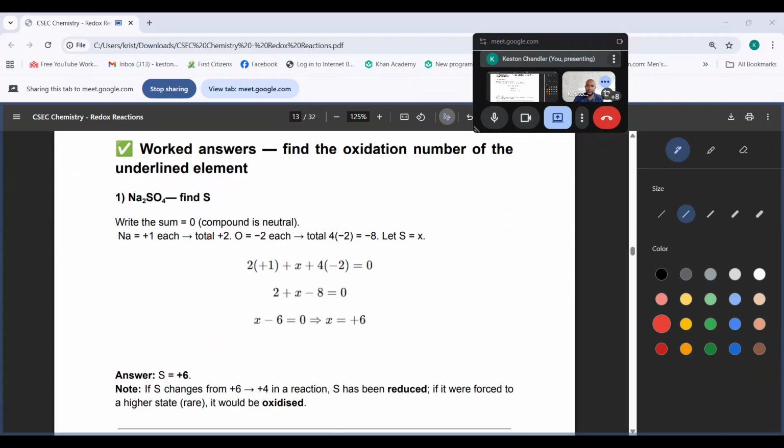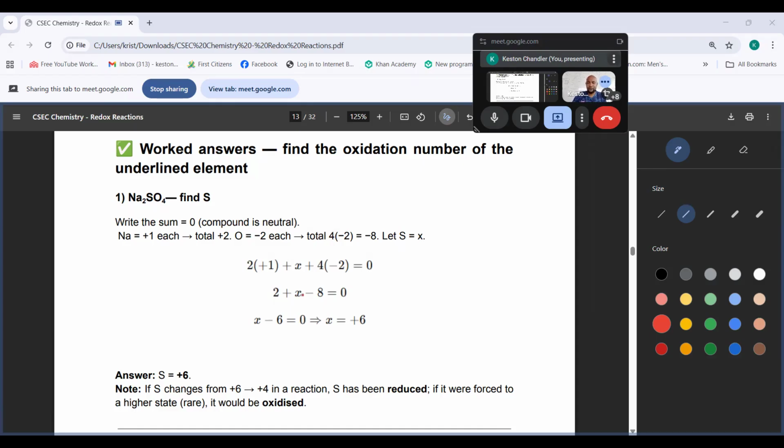Now, we have sodium sulfate. We want to find the oxidation number of S. The sum of the oxidation numbers in our compound would be 0. Na is going to be +1 for each of them, so the total is 2+. O is going to be -2 for each one, so the total will be 4 by -2, which is -8. And we will let S be equal to X.